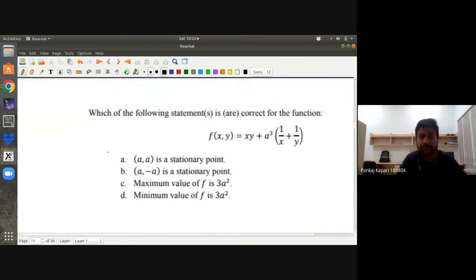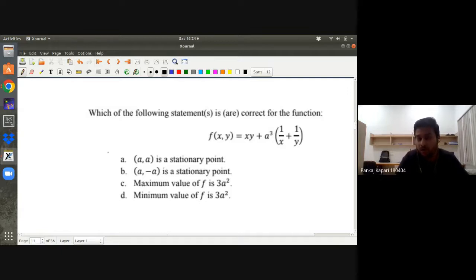Problem 4. In this problem, a function of two variables x and y is given, and you have to tell which options are correct out of the four given options. Basically, you have to find the maximum and minimum value of this function, and also where that maximum or minimum is attained. So we will again first find the critical values, because maxima and minima are always attained at critical values, and then we will investigate those critical values one by one if there is more than one.